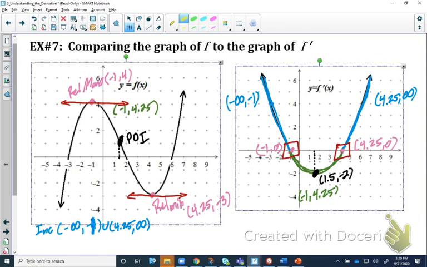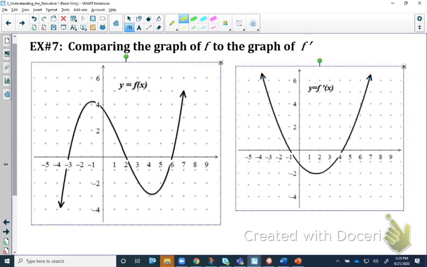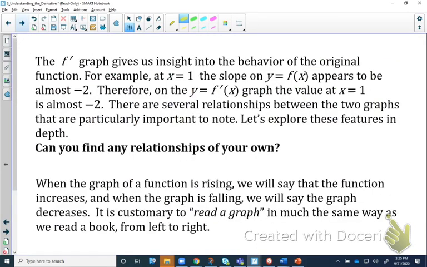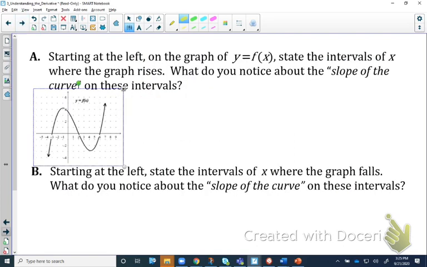Yeah, end of the day is here, so let's try to wrap this up. Unfortunately, we have a little bit more to go. And I think I filled in a lot of stuff that we need to already. Starting at the left of the function, state the intervals of x where the graph rises. And we already did this, so I'm going to go ahead and put it here quickly.